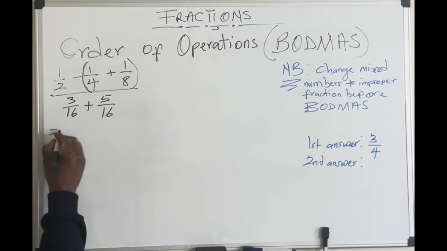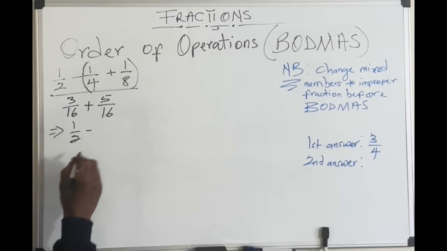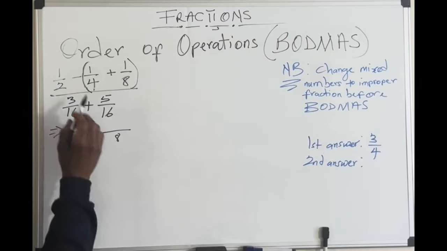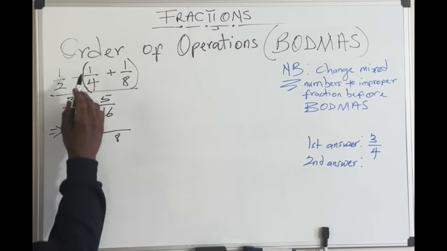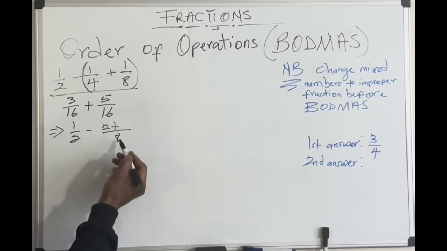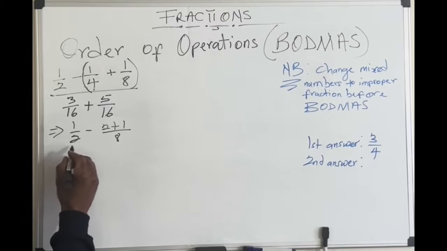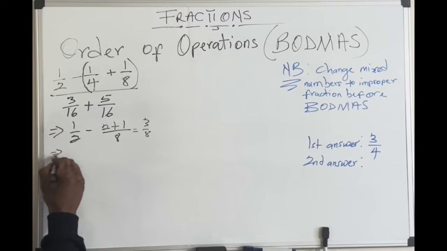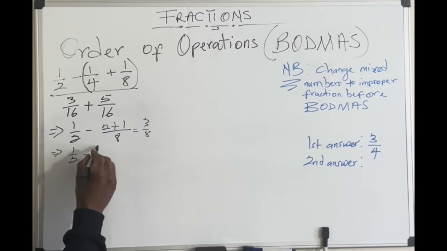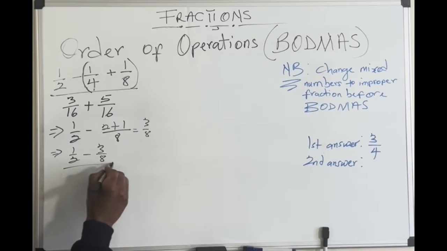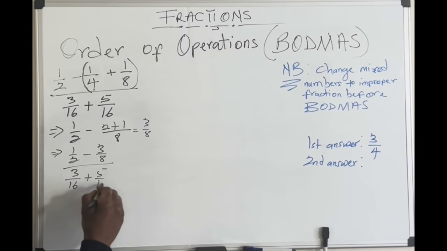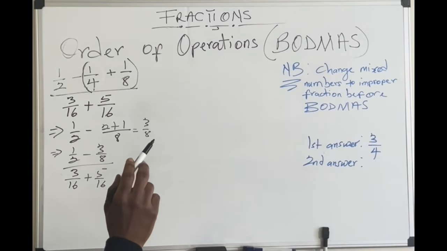All right, so 1 over 2 minus 4 goes into 8, 1, 4 to 8, then 2 plus 8 goes into 8, 1. And then we have 3 over 8. So we can write it 1 over 2 minus 3 over 8 all over 3 over 16 plus 5 over 16.